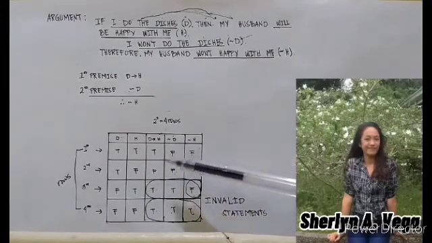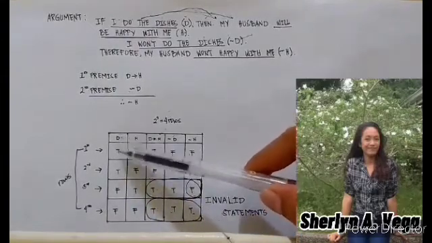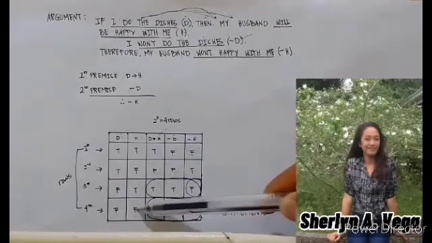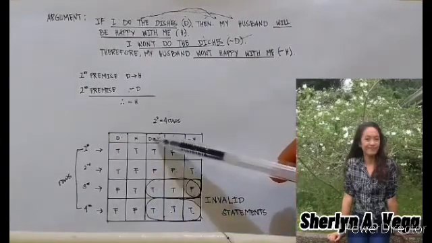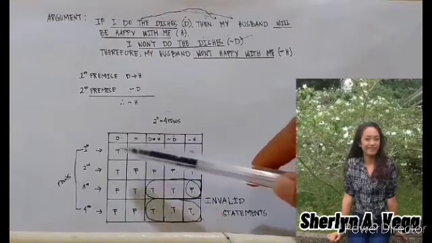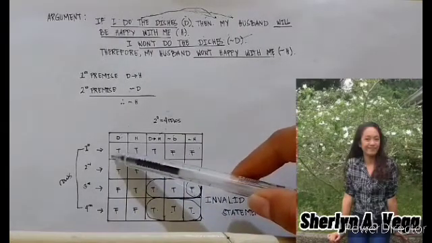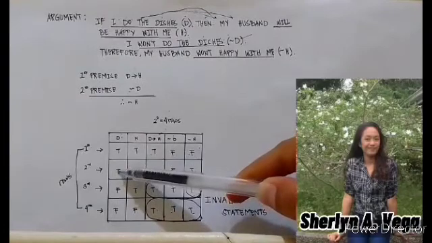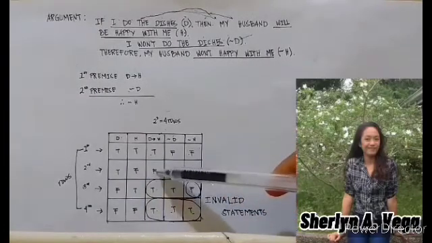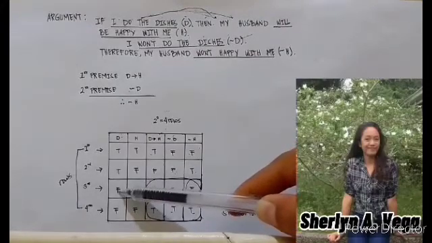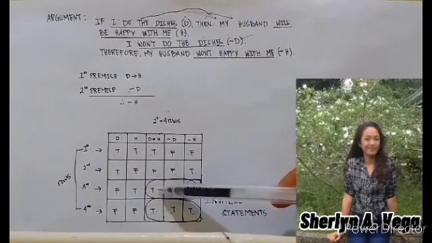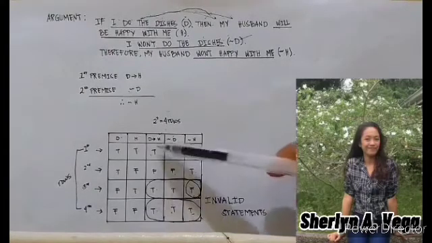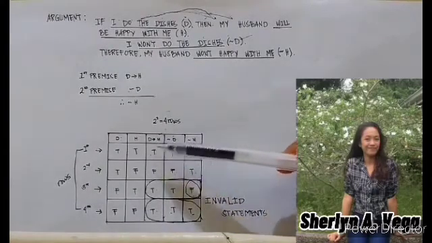First, D: true, true, false, false. H: true, false, true, false. So this is our first premise. So we are going here: if true and true is true, if true and false is false, false and true is true, false and false is true. So this is our first premise.